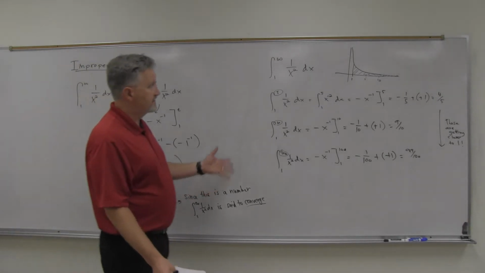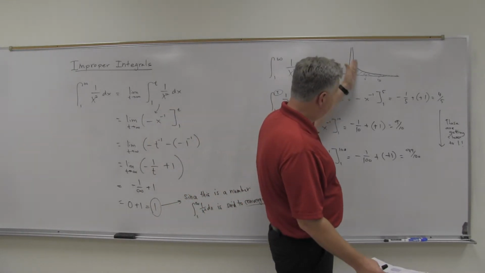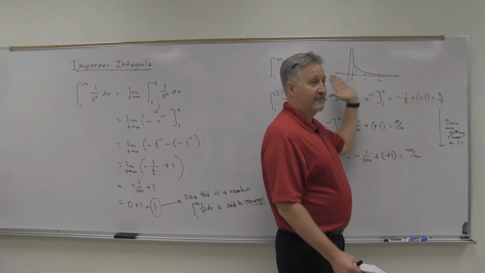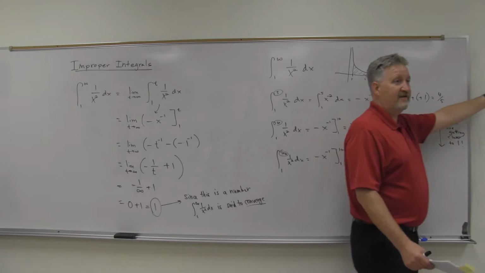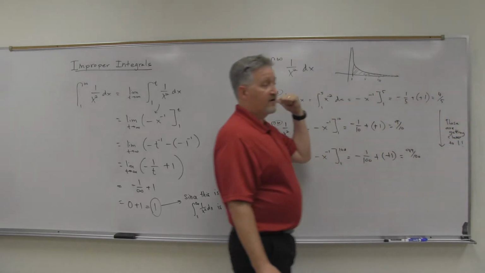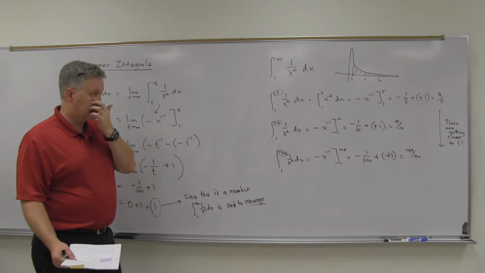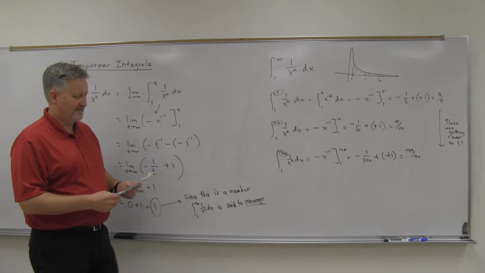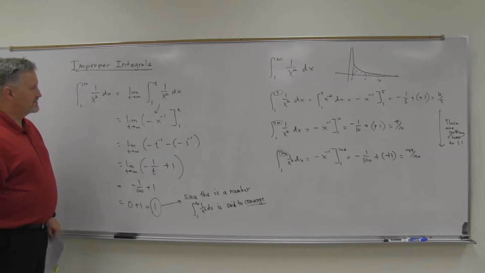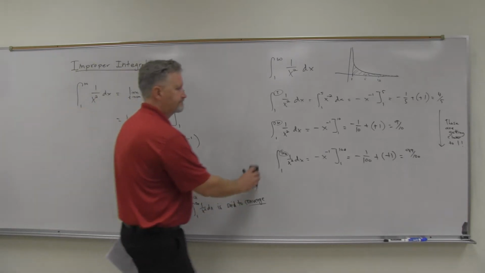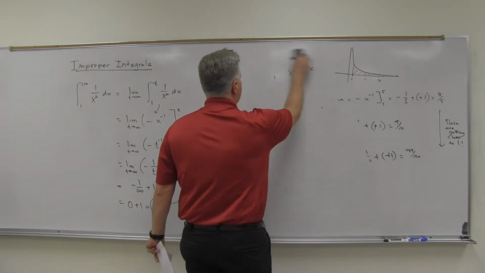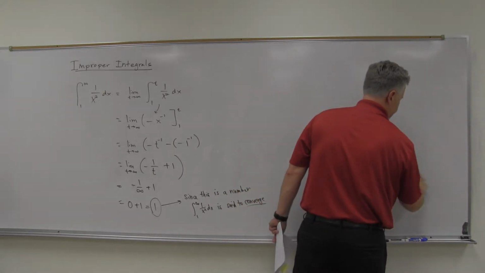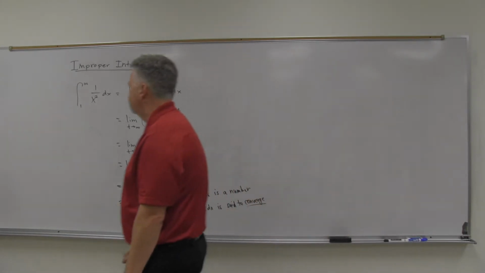And then the other thing to point out is, again, this graph, the area under the curve, the area is 1, from 1 to infinity. So even though this doesn't ever stop, the area under the curve is 1. So kind of a strange deal. Any questions on that? Well, all right. Try another one.